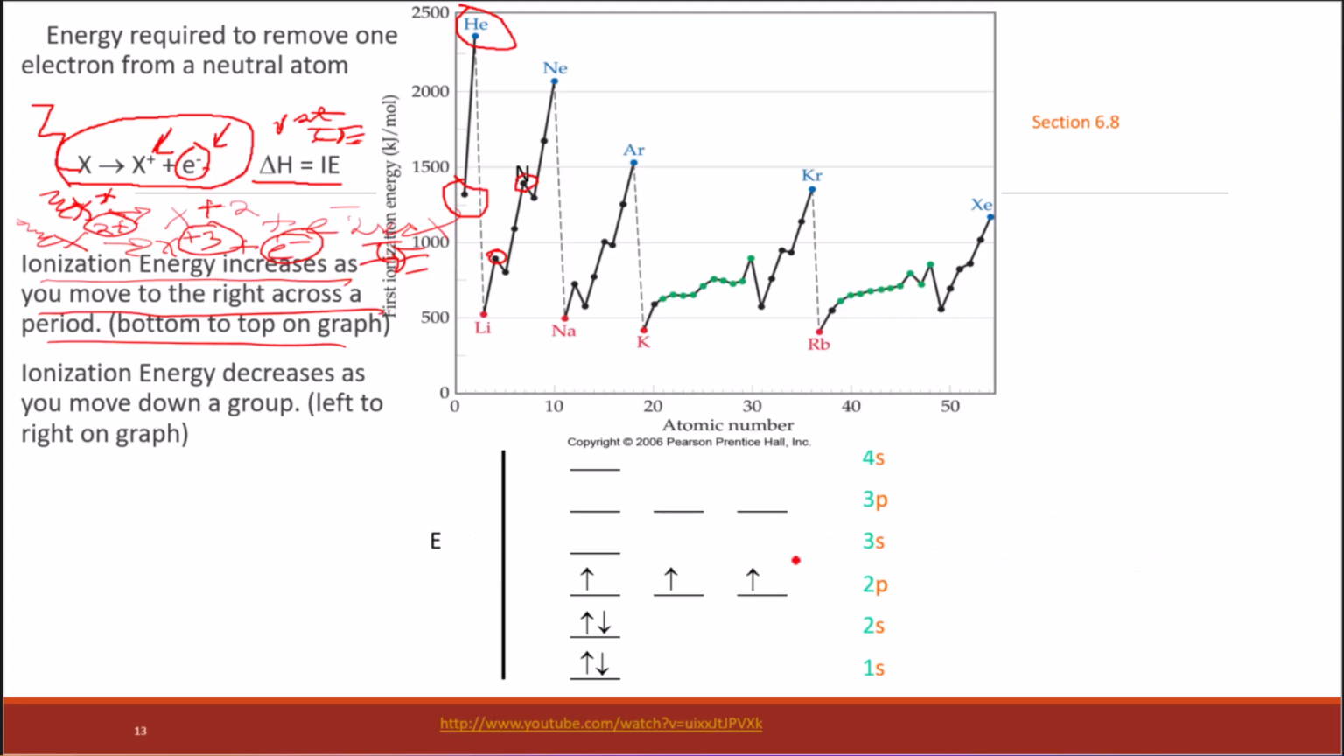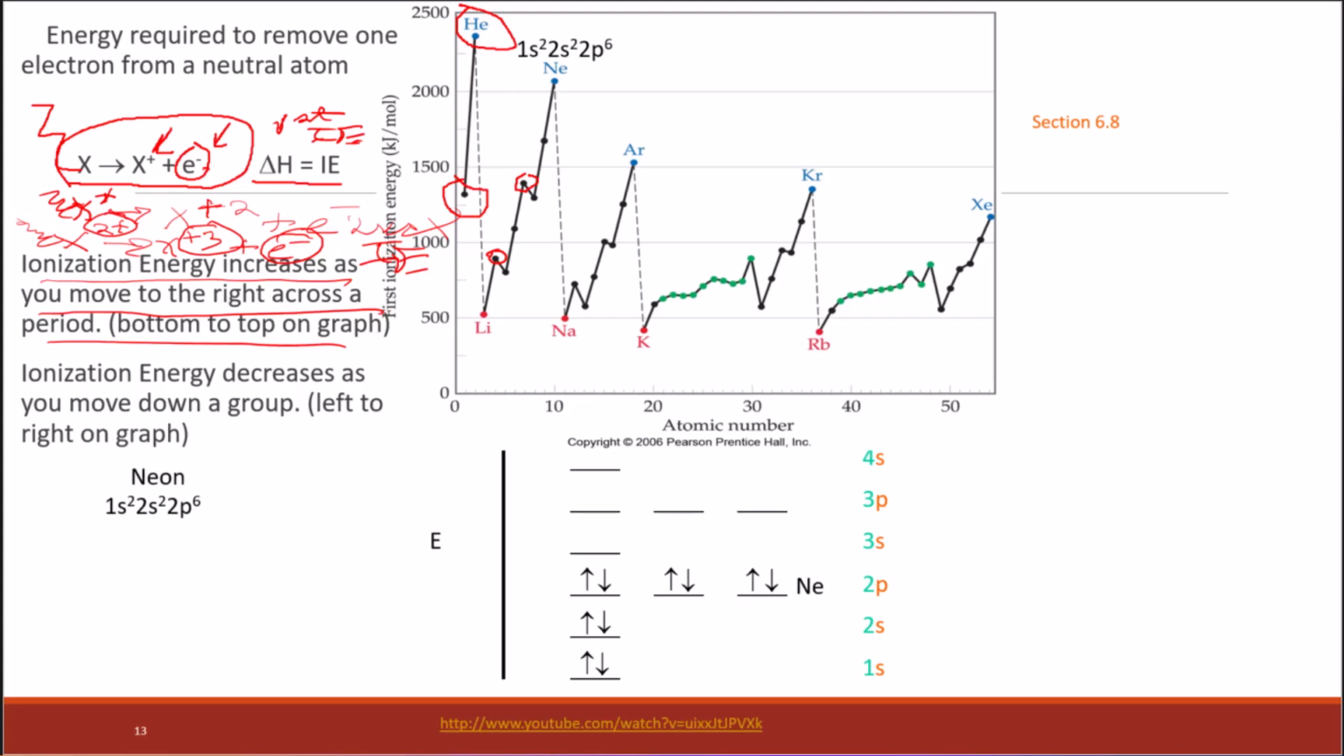We go on and we go on. Here we are. We're now at oxygen. Oxygen dips down a little bit because these two electrons have been forced to pair up. It's a little easier to remove an electron from oxygen than it is from nitrogen. Here's fluorine. And then finally, we get to neon, another noble gas.